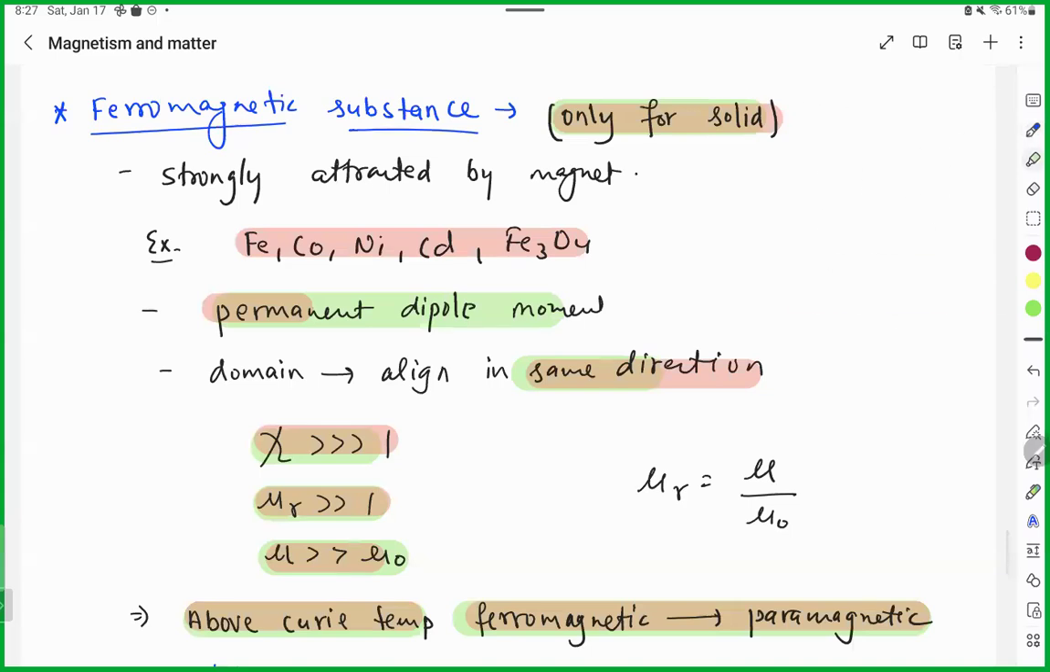Ferromagnetism exists only in the solid because there you have proper alignment of the dipoles, so it is very strongly attracted by the magnet. You have iron, cobalt, nickel, and all of these have a permanent dipole moment, and all the domains are so aligned that there is very high susceptibility, very high relative permeability, and very high permeability. Correct.